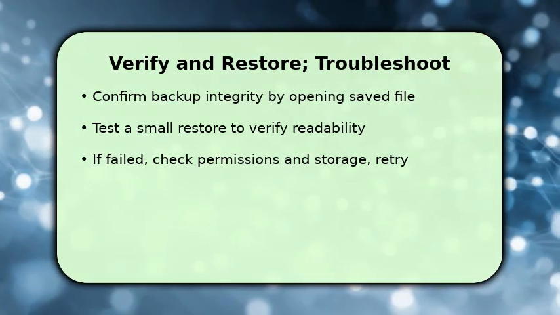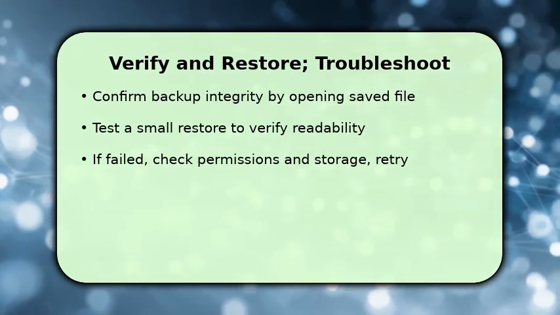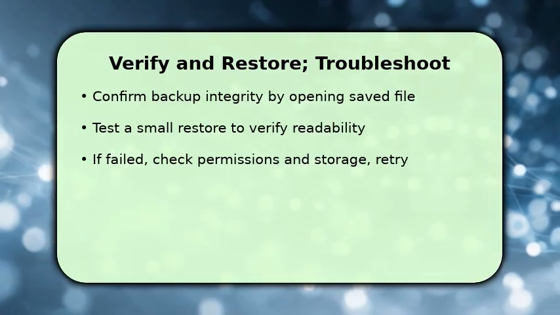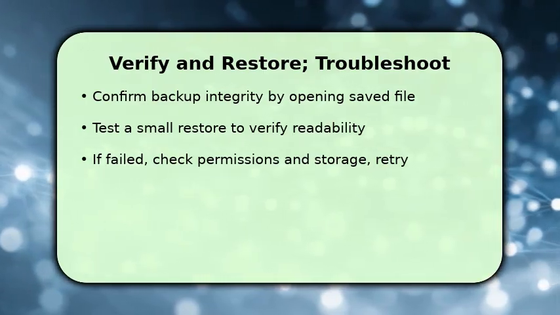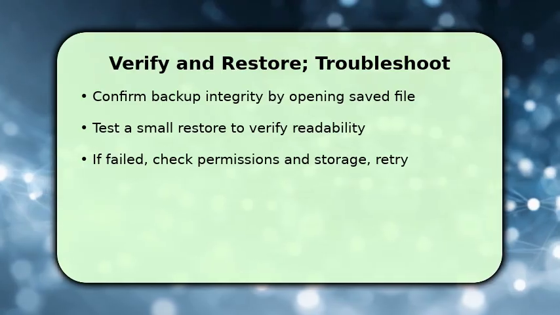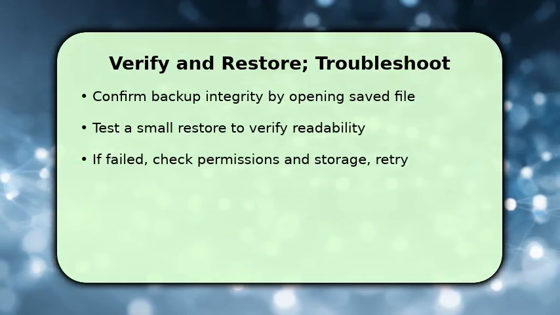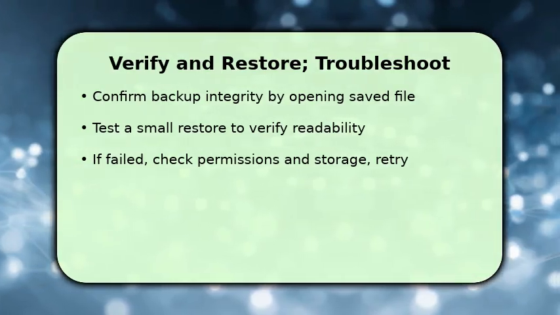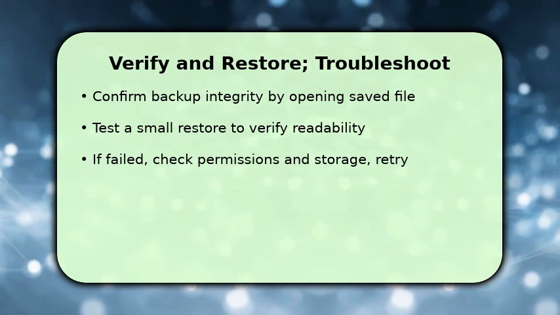If something goes wrong, first check app permissions, available storage, and network connectivity, then retry the backup. If failures persist, export logs or use a different app/service. Keeping one verified backup copy plus a secondary copy prevents single-point failure.